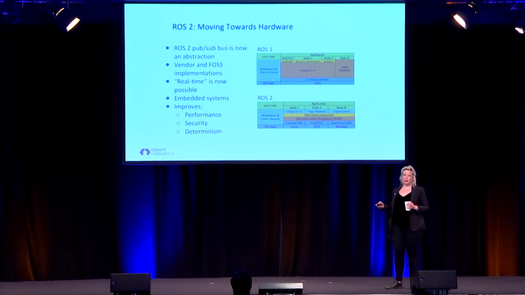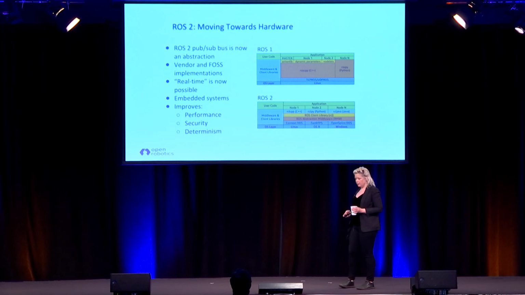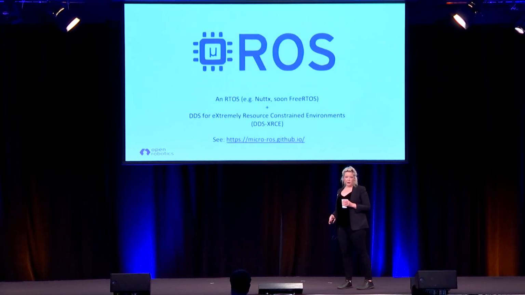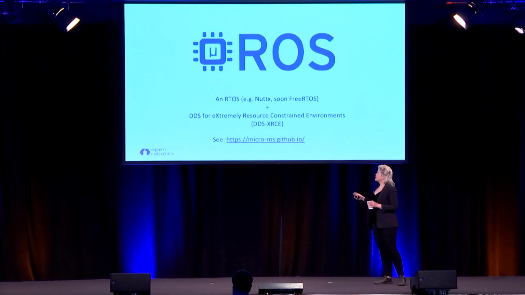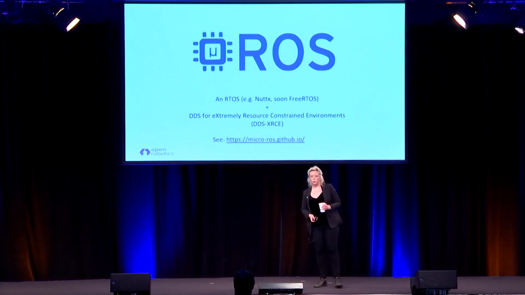And generally speaking, this change has also increased performance, improved security, and allowed the system to be more deterministic, all these things that you want in a pub sub bus. So right now in ROS2, a very active area of development is micro ROS. Micro ROS is usually in an RTOS. Right now, it's primarily NuttX. I've heard people saying that they're working on FreeRTOS, but I haven't seen it myself yet. Plus a DDS system for extremely resource-constrained environments. You can take the combination of the two and run it on an embedded platform like a smaller ARM chip and build all sorts of cool and interesting stuff.